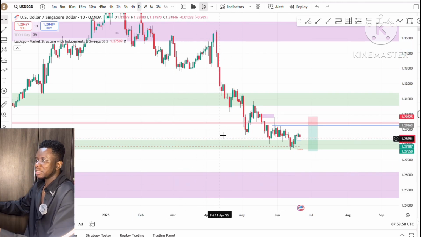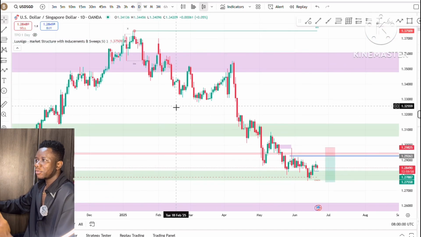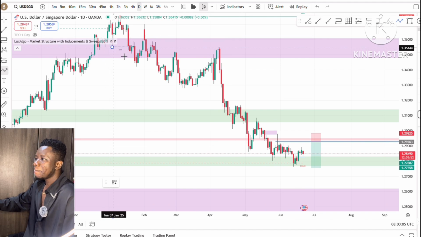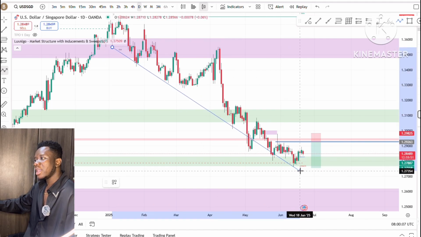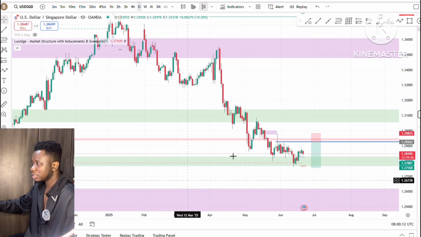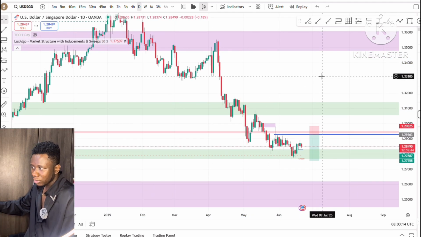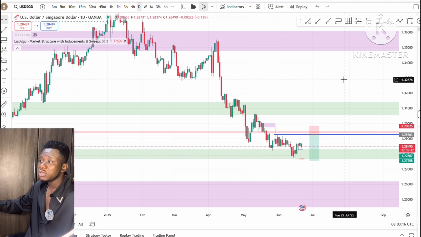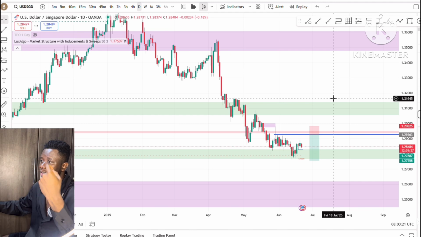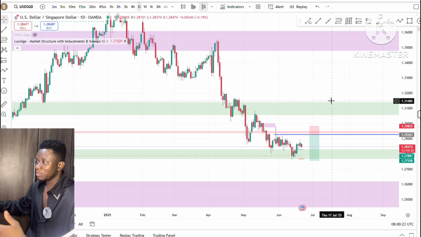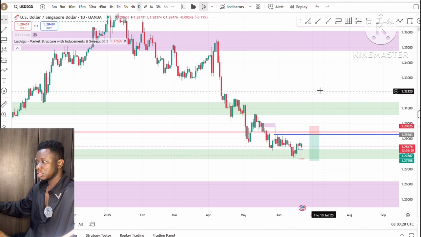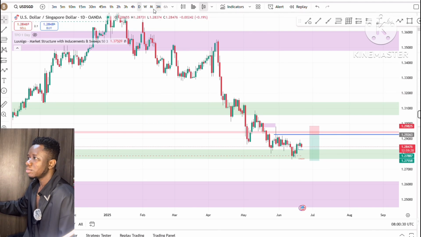So as you can see, on the lower time frame, and that means the daily, we are heavily bearish. So what am I going to do? I'm going to look for sell opportunities, because I want to trade according to the higher time frame bias, because according to the higher time frame, the price is heavily bearish. So this is what I'm looking at.